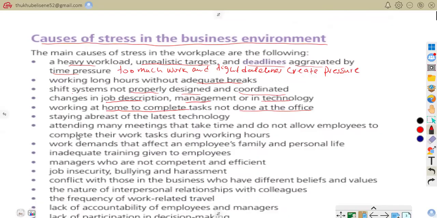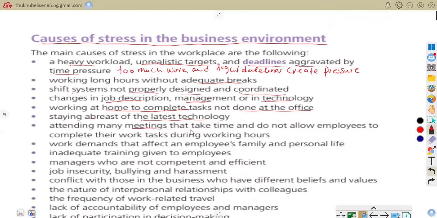Stress. Now, staying abreast of the latest technology. So here, keeping up with new technology brings stress, because constant learning can be overwhelming. Because now you are to remain a keen student throughout your entire life. Because technology changes often, that causes stress. That brings overwhelm, whereby now you are to learn throughout.